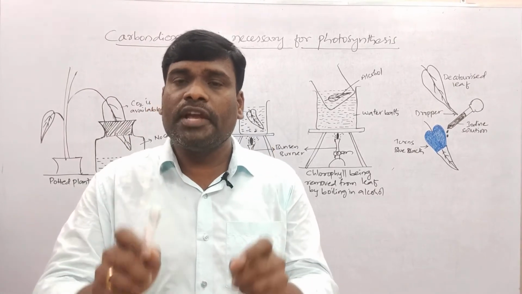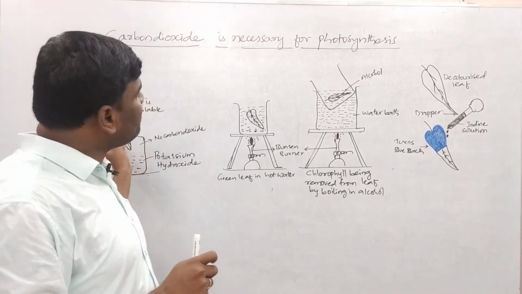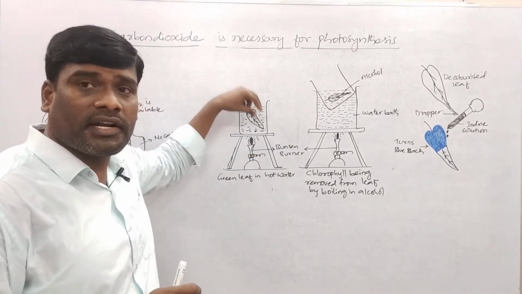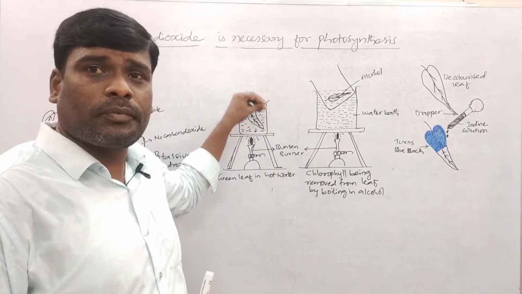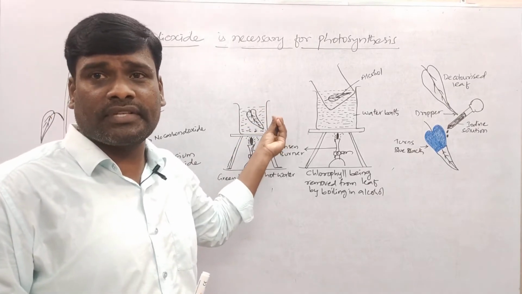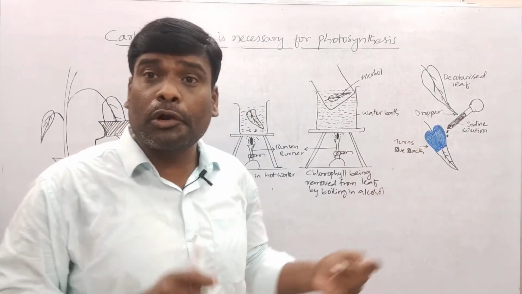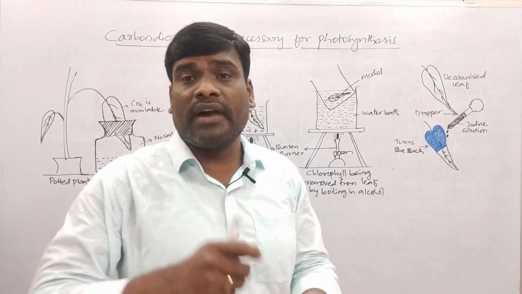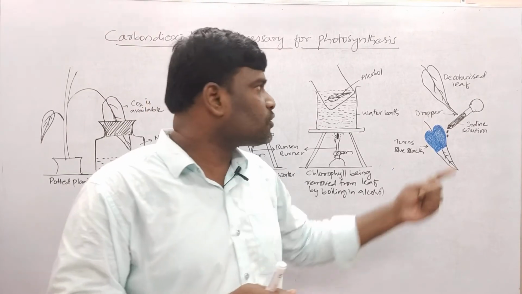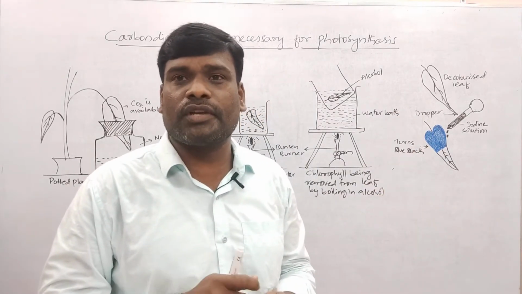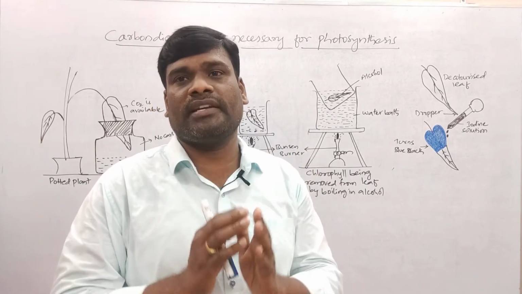So for that, we are immersing the leaf in hot water for a few minutes. When you place it in hot water for a few minutes, the cell membranes of the leaf cells break down. After that we have to remove the chlorophyll from the leaf. Why do we need to remove the chlorophyll? Because it will interfere with the reaction of the iodine solution with starch. So that's why we have to remove the chlorophyll pigments from that leaf.